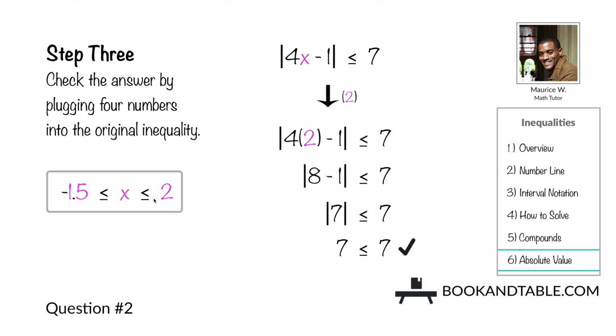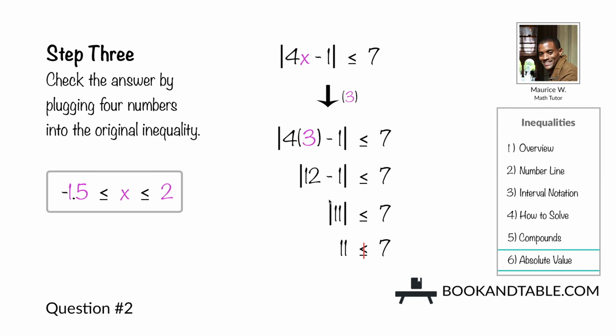x is less than or equal to 2. So we want to plug in 2 to make sure it works. And then we'll plug in 3 to make sure that that does not work. 4 times 2 is 8. 8 minus 1 is 7. And the absolute value of 7 is 7. Giving us the true statement, 7 is less than or equal to 7.